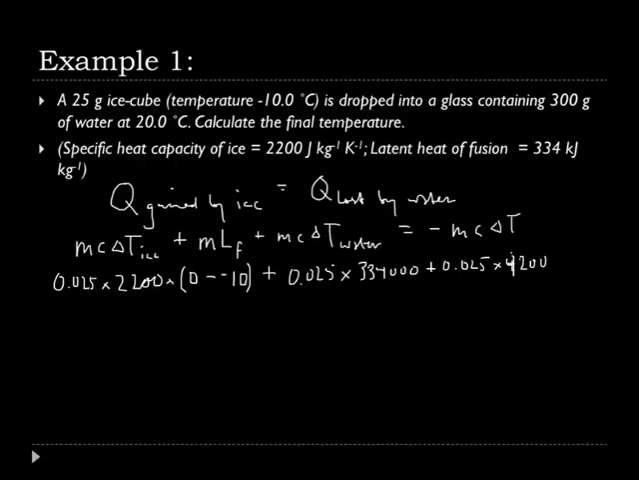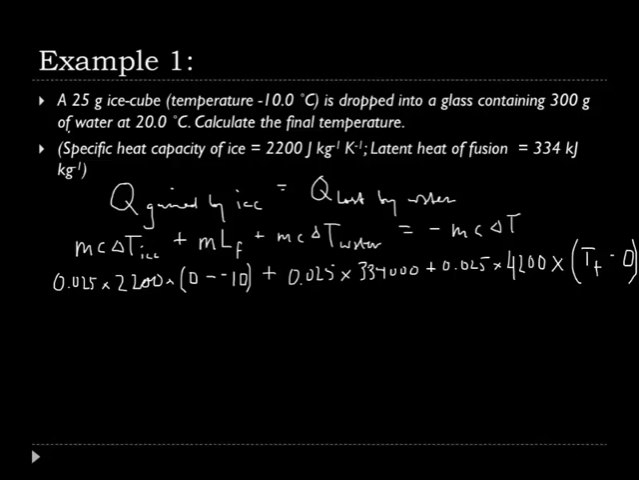I don't know why that became so messy. Let's just rub that out, fix it up. Times 4,200 times TF, which is what we're trying to find, minus T initial, which was 0, right? Okay, so that's our left-hand side of our equation.